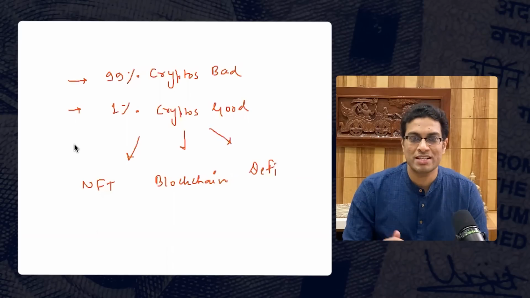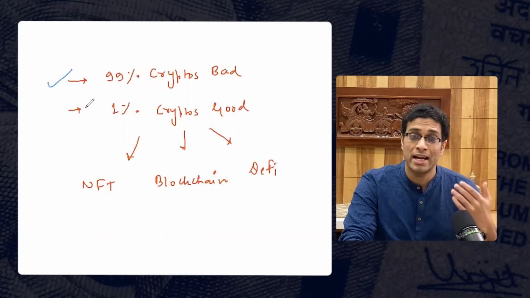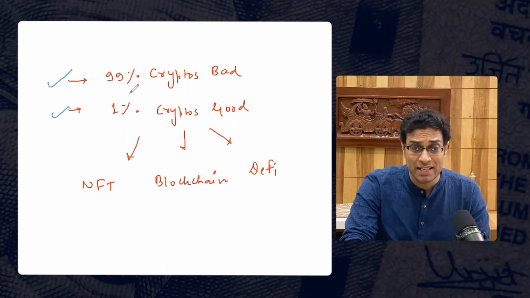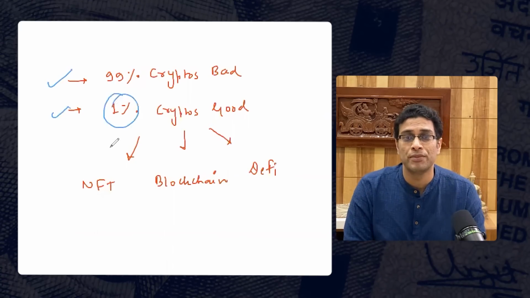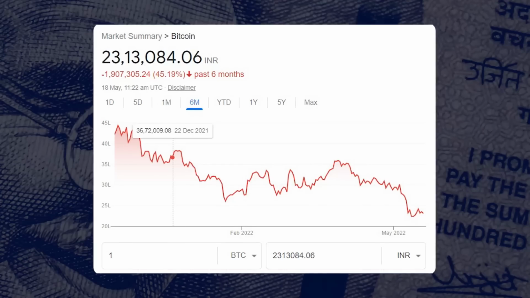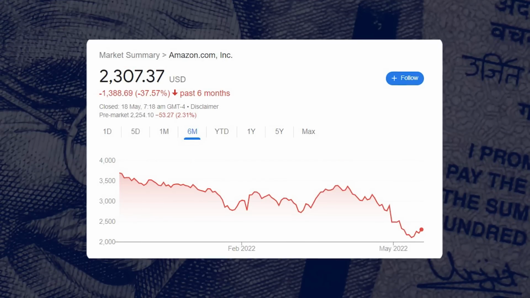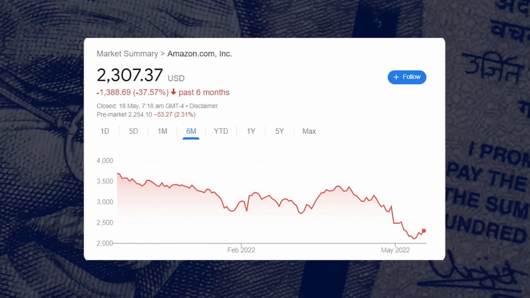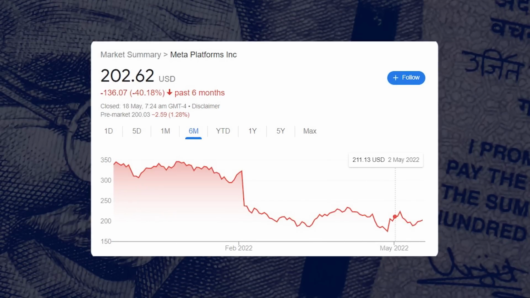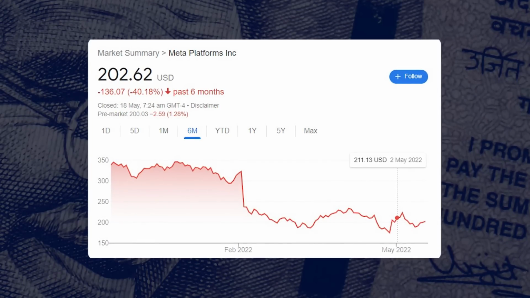So this brings us to the second point. The first point was that 99% of cryptos are bad. The second point means that 1% of cryptos are good. Now, I will get a lot of heat for saying that some cryptos are good because a lot of you will point to the example that, hey Akshat, Bitcoin has fallen by roughly 50% in the last 6 months. Yes. Check how much Amazon has fallen in the last 6 months. It has also fallen by 40%. Check how much Facebook has fallen in the last 6 months, by more than Bitcoin. The bottom line is that all the tech stocks have fallen, and consider Bitcoin to be a mature tech stock from that perspective.